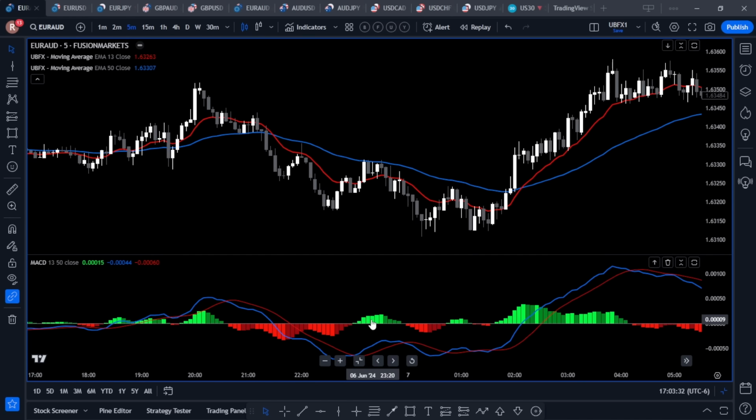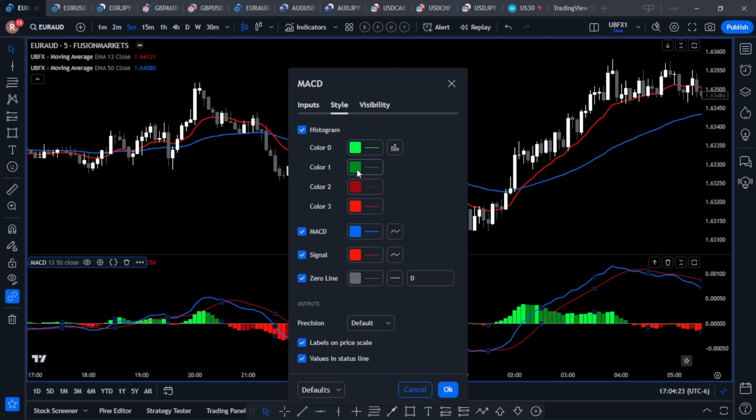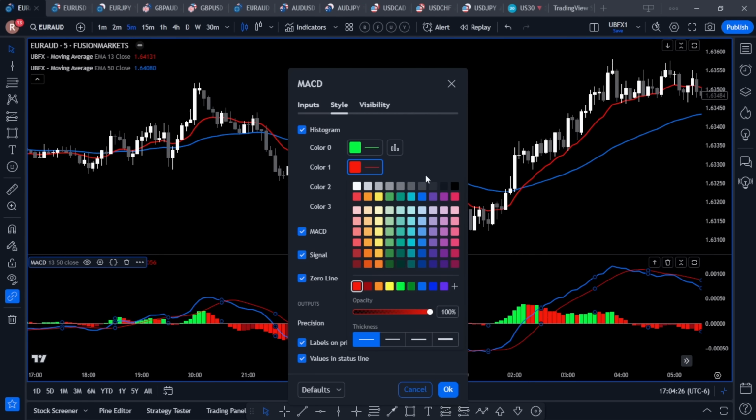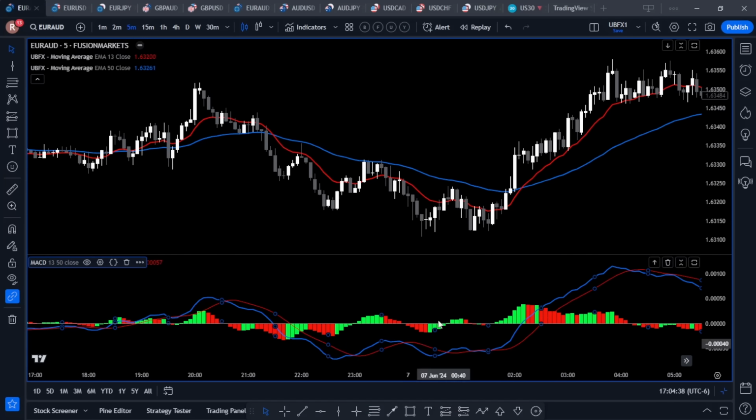I'm going to make one more adjustment to this MACD. Now you can see that there are two different reds and there's two different greens. I'm going to change these just to red and green. So color 1 is going to be red and color 2 is going to be green. And this is going to give it a little bit of a different look.